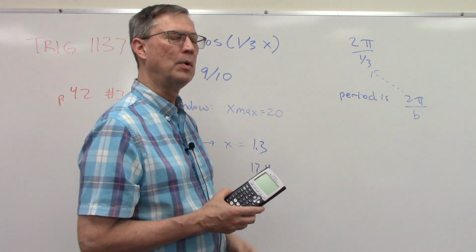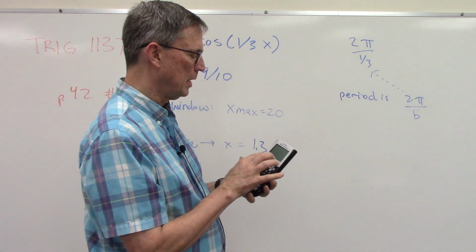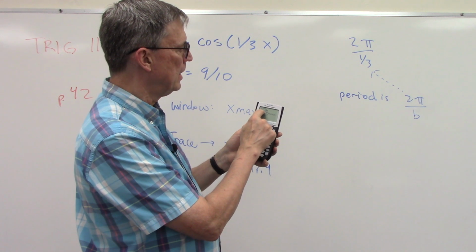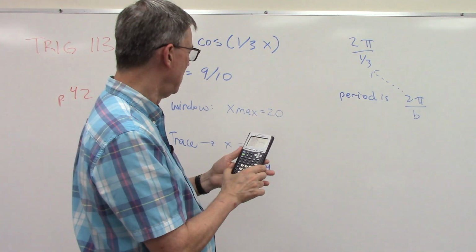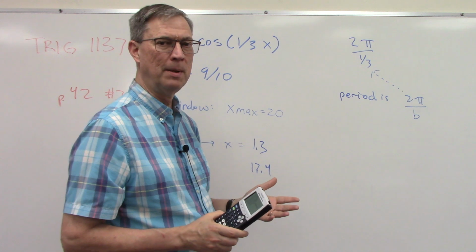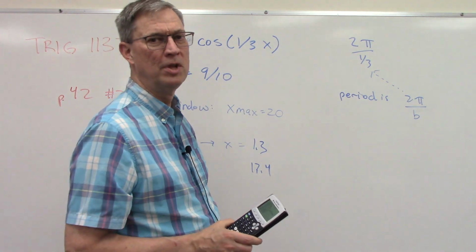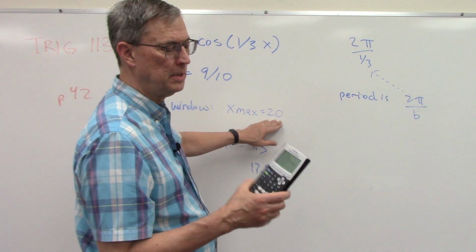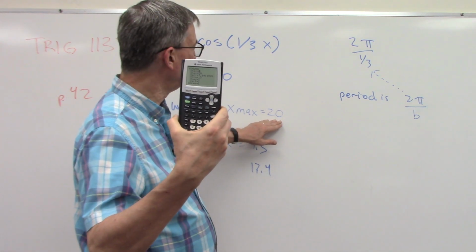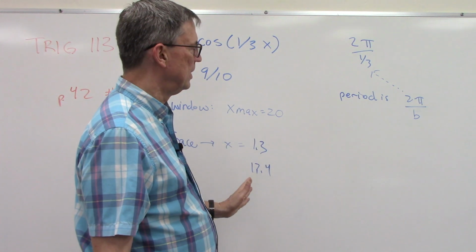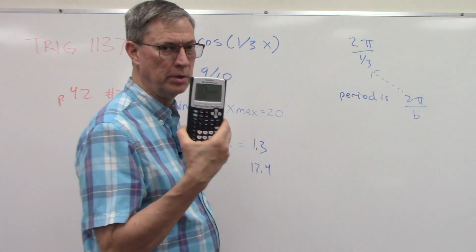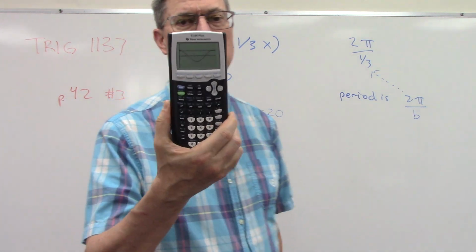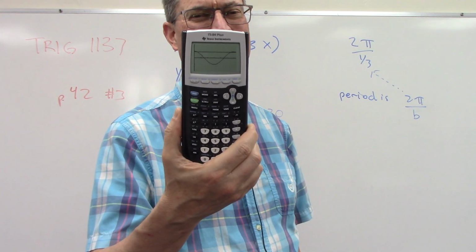Now here's one where we're going to have to change the window setting. So if you hit, oops, mine went off, hit the window, and the x-min, I just leave it at 0. I tried a smaller number and it just went off the graph. So I just kept playing with it until I came up with 20 as being the x-max. With x-max as 20, then the graph shows up on the screen. All right, so then when you hit graph, it should look like that.